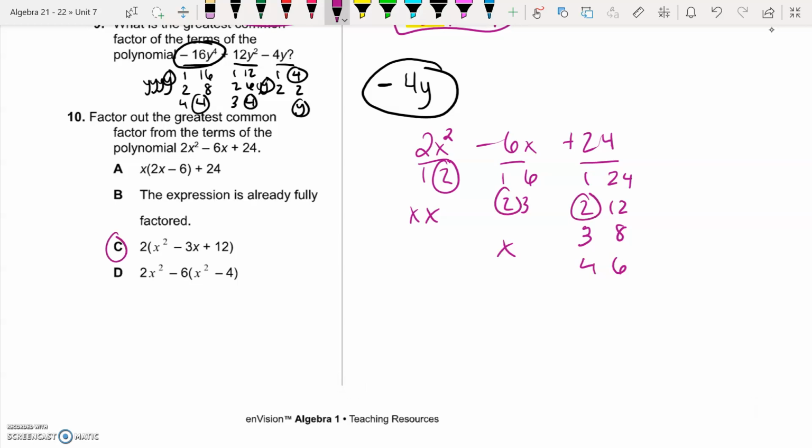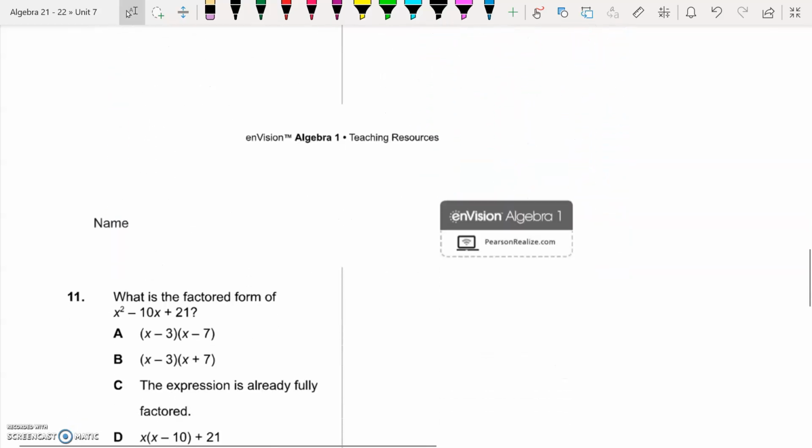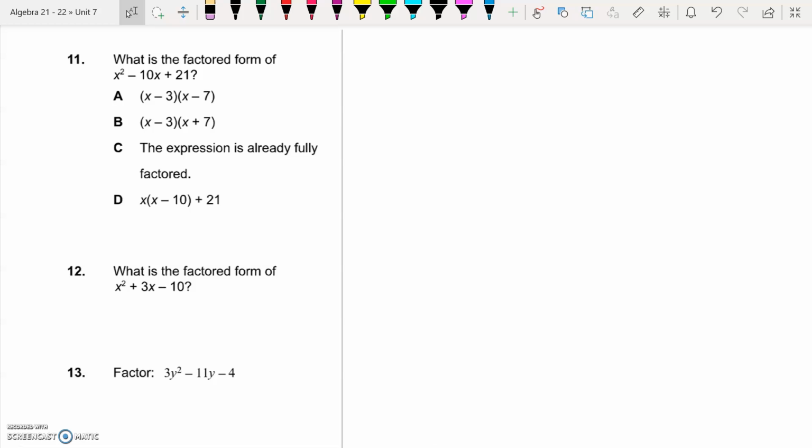The other one that has a GCF factored out would be C, because that would be the only thing that I can factor out. Number 11, don't forget when you do factoring like this, it's called easy factoring. This is a trinomial. It goes x squared, x, and then a number. It's got to multiply to the last number but add in the middle, so I'm going to do the factors of 21, 1 and 21, 3 and 7.